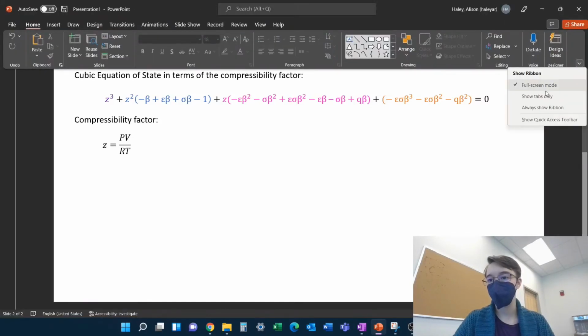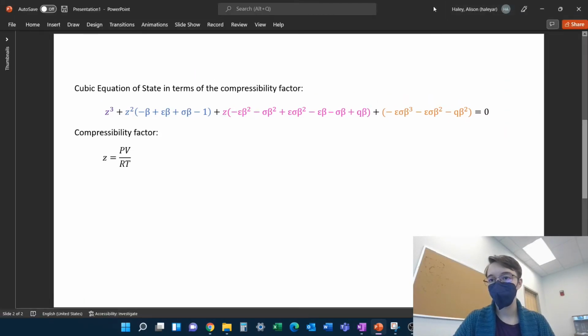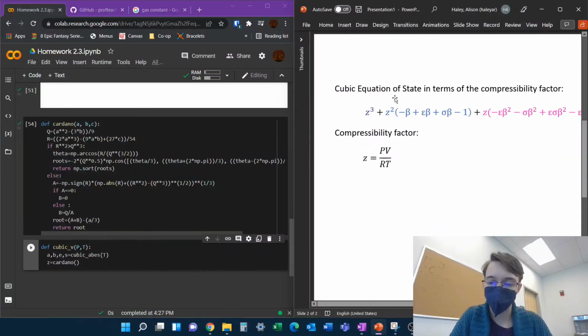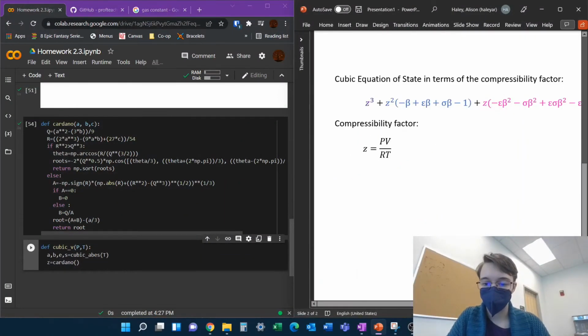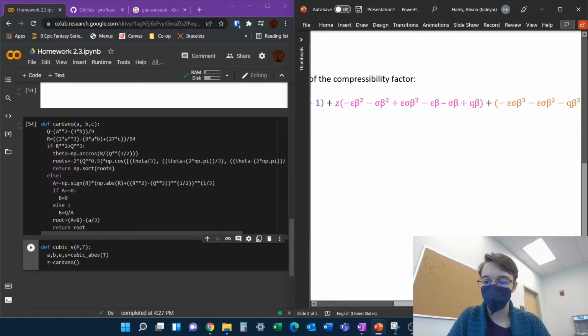It's because it's in full screen mode, that's why it doesn't want to do that. Alright, okay, that's close enough. So, over here, I'm just putting this over here for reference.